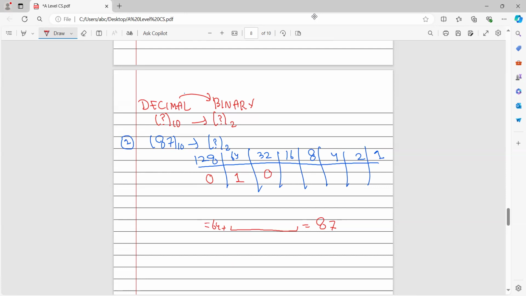So should I take 64 plus 16? 64 plus 16 makes 80. So yes, now I'm near the answer. I only need seven more. So I need seven. This is going to be 0.